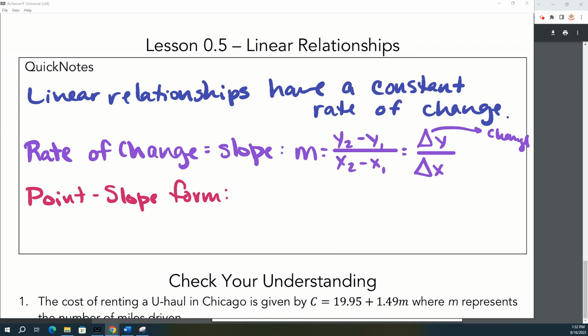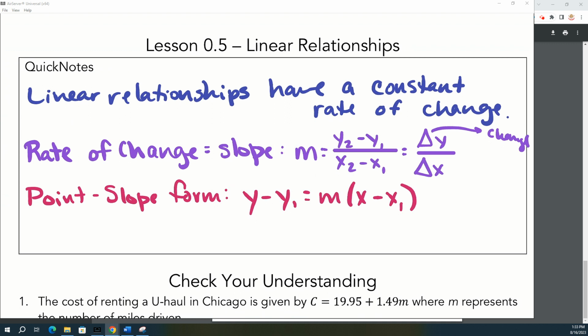So point slope form, basically what we can do is take this slope formula and get this out of the denominator. So what would you do to that x minus x to get it out of the denominator? Multiply by it. Good. So point slope form is going to be y minus y1 equals m times x minus x1.